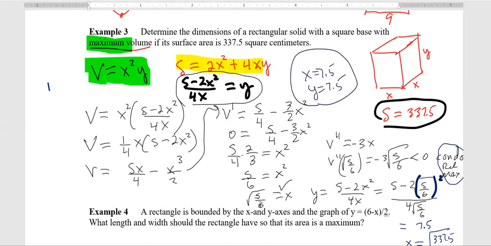Okay, so that maximizes the volume. And then, by the way, that volume, I never actually calculated that. That volume is 7.5 cubed, which is, well, 421.875. That's your maximum volume.